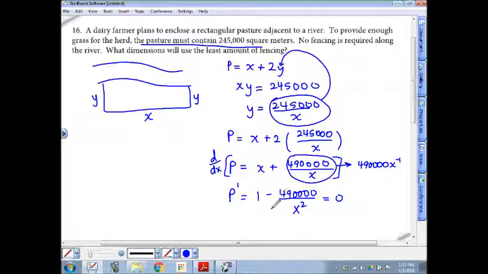So I'm going to add this expression here, the 490,000 over x squared, to the right side and get 1 equals that. Then multiply both sides by x squared to get x squared equals 490,000.